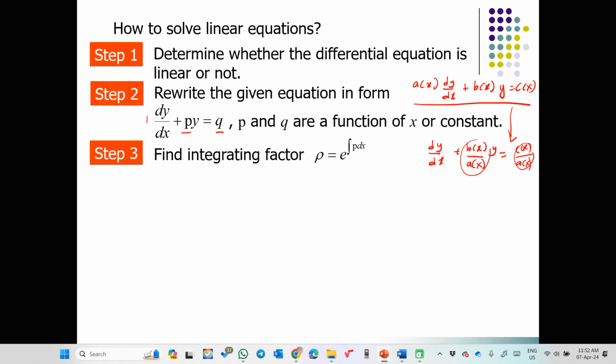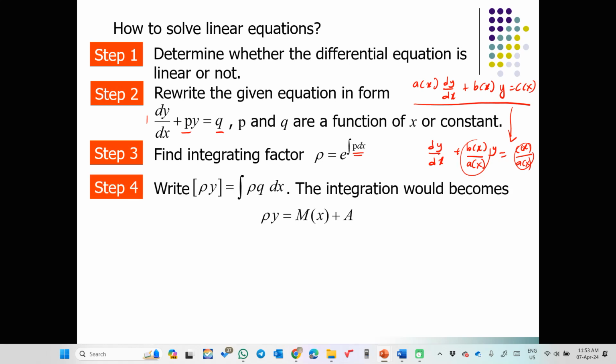Rewrite. So step 3, we need to find the integrating factor. The integrating factor rho is defined as e to the power of the integration of P dx. What is P? P is the coefficient for y after we rewrite the equation. Then finally, this is the final step: we write rho y equals the integration of rho Q dx.